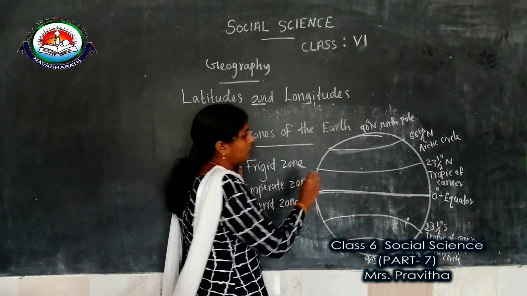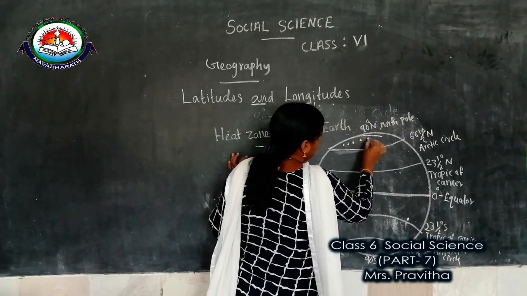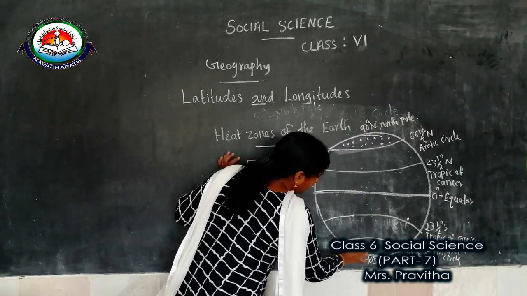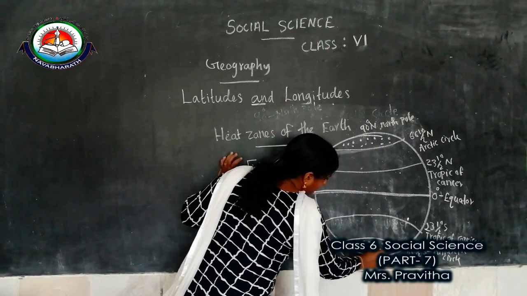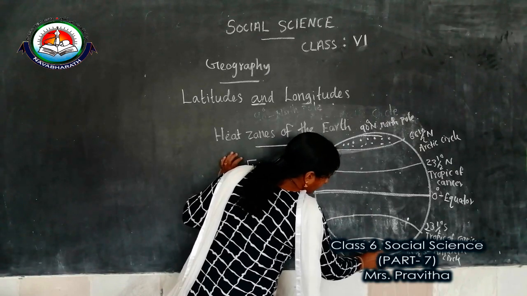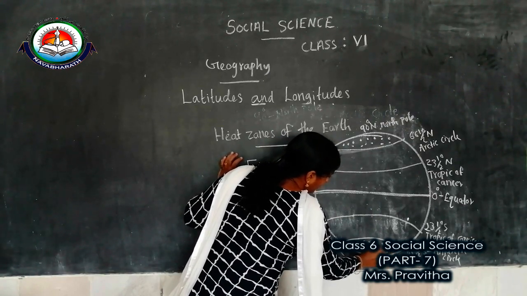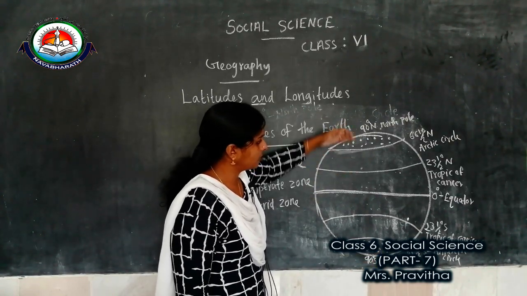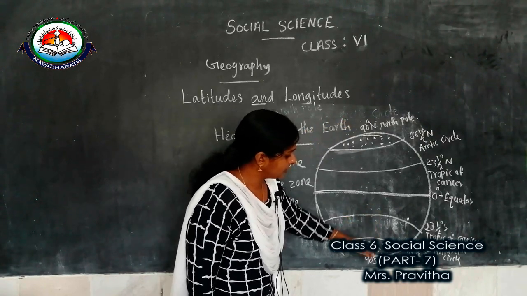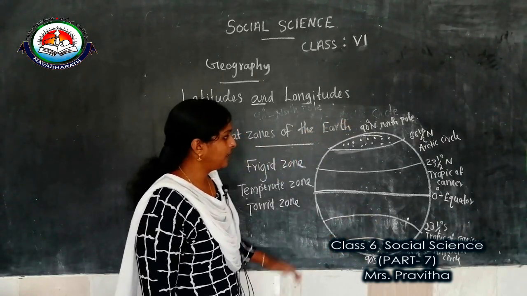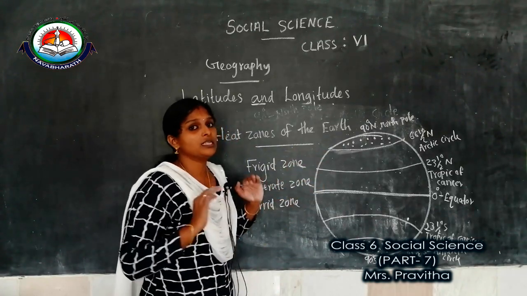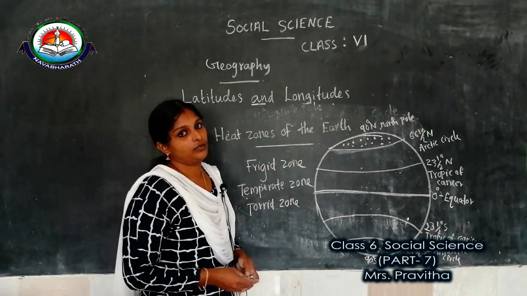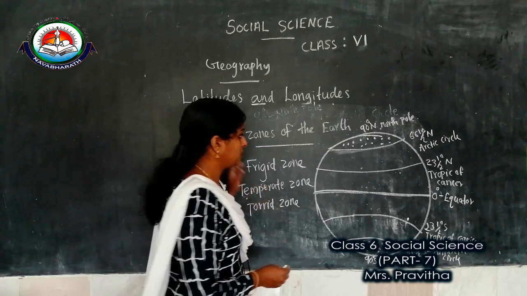I will use different dots so you can understand it easily. This area and this area are called the frigid zone. Between the Arctic Circle and the North Pole in the northern hemisphere, and the Antarctic Circle and the South Pole in the southern hemisphere, they receive very little heat. So that region is known as the frigid zone. Clear?